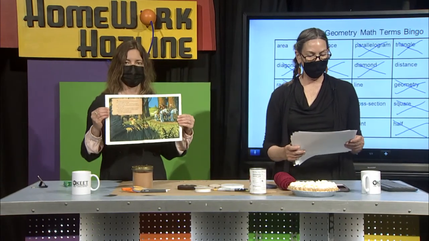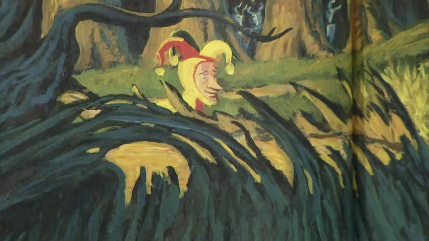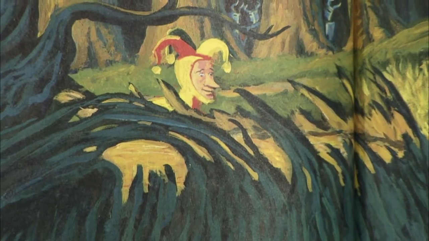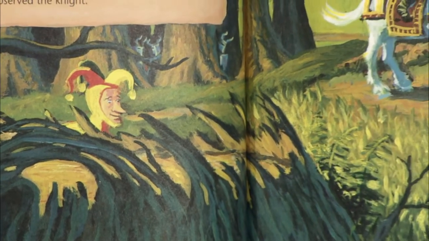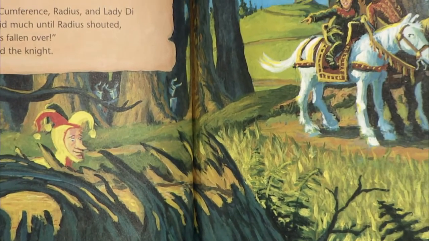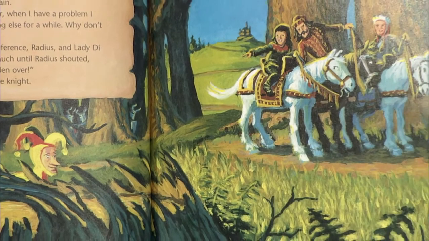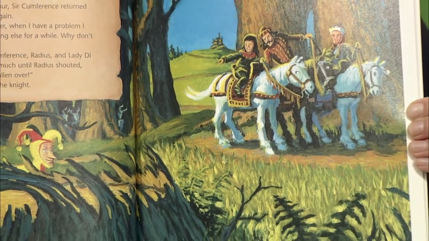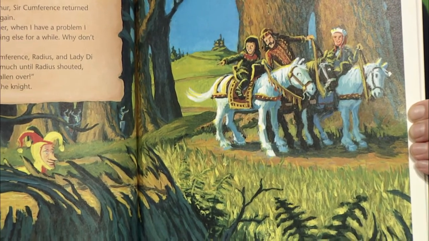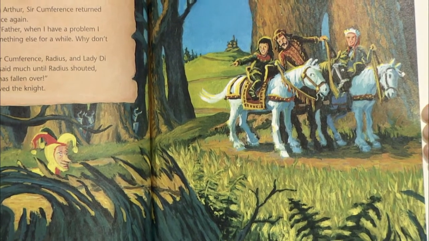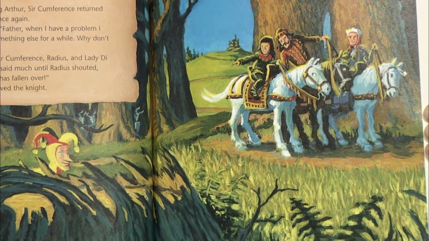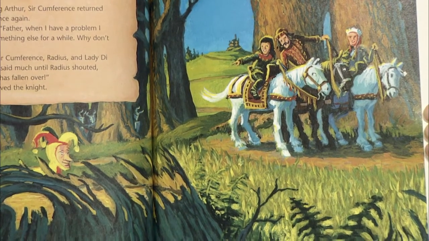After talking to King Arthur, Circumference returned home discouraged once again. Radius piped up, Father, when I have a problem I cannot solve, I do something else for a while. Why don't we go for a ride? That afternoon, Circumference, Radius, and Lady Di went riding. No one said much until Radius shouted, Father, look, a tree has fallen over. So it has, observed the knight.